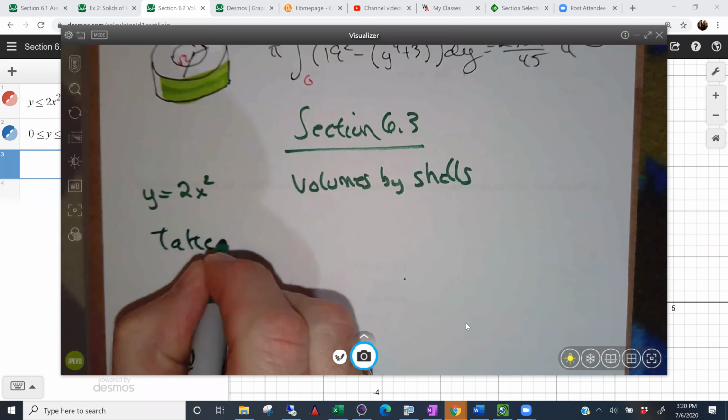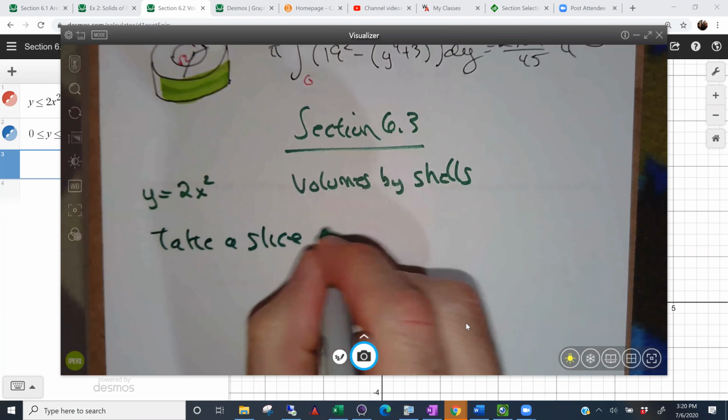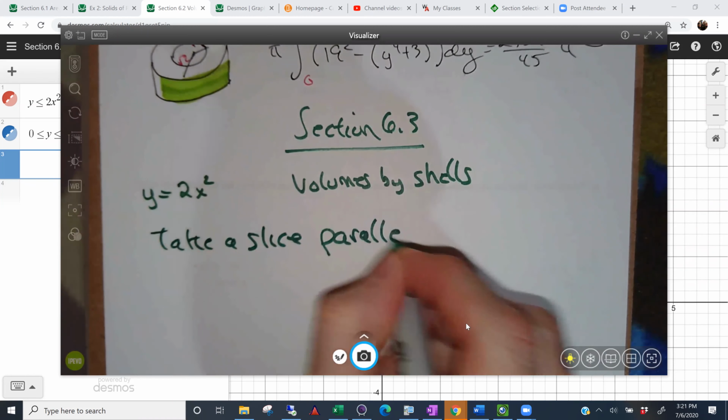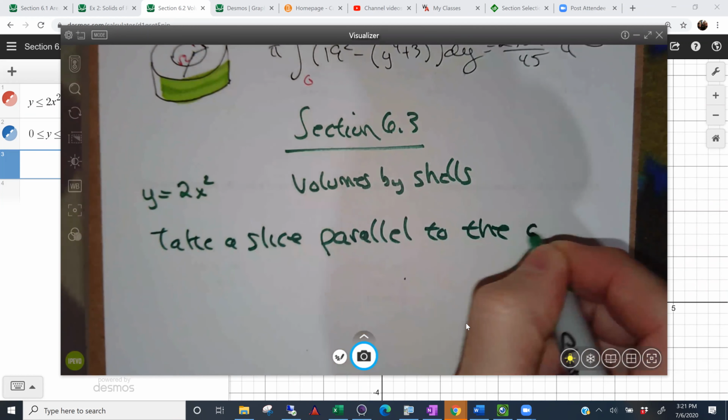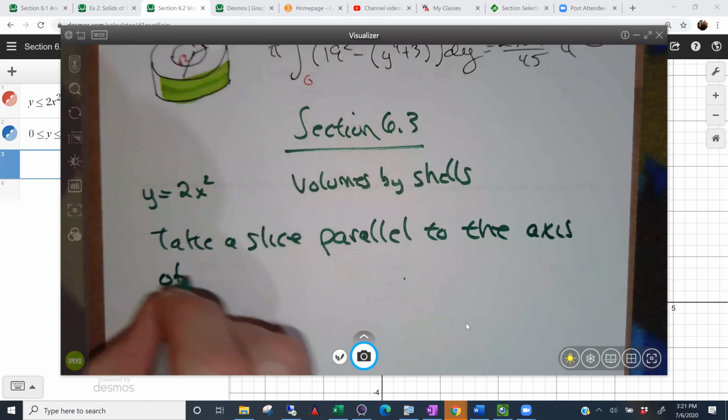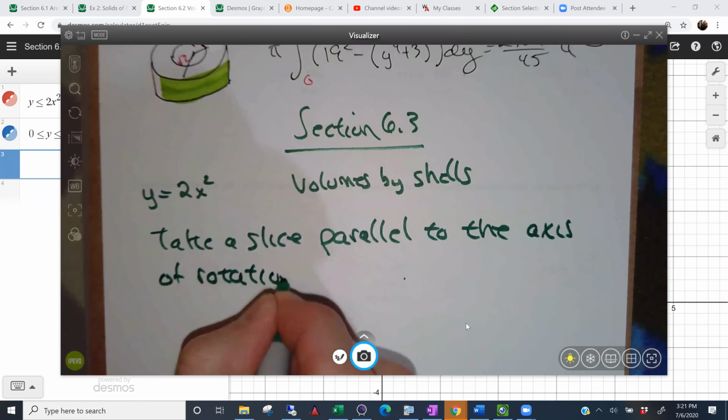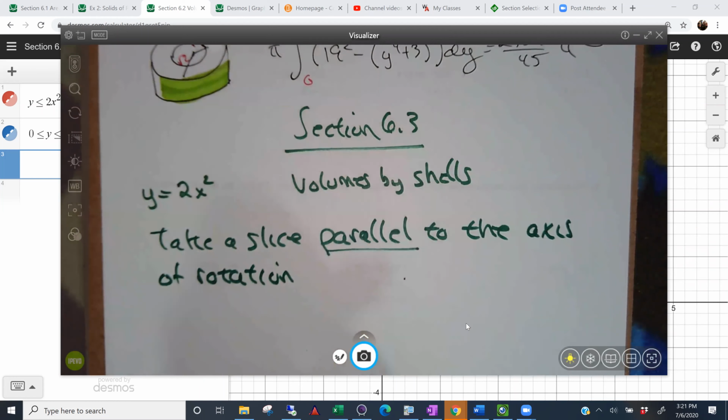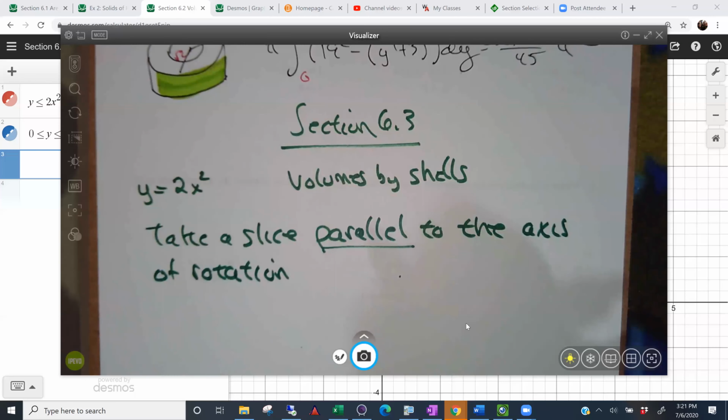Take a slice parallel to the axis of rotation. So that's going to be a big difference between this and the disc and washer method: the direction you take your slice. And that tells me, do you understand what's going on? Are you taking the slice in the right direction? So once we do that, then we're going to figure out the volume of one box.